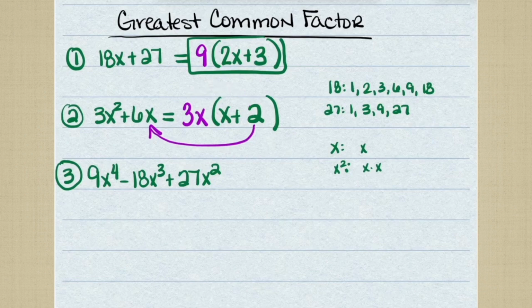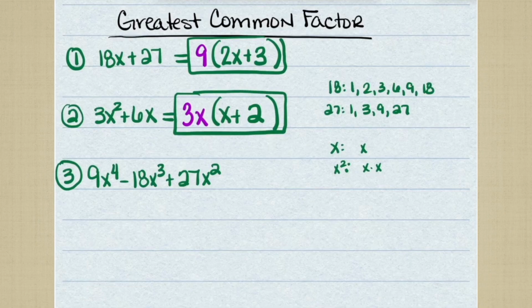Does it work? How do we check to see if it works? We do the distributive property. 3x times x gives me 3x squared. 3x times 2 gives me 6x. So this would be our final answer.